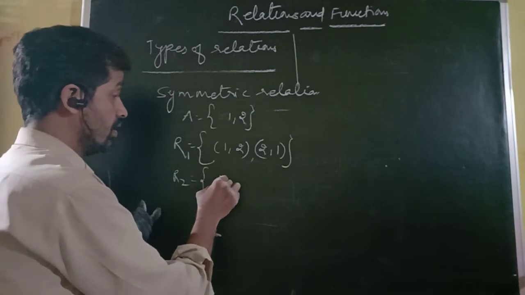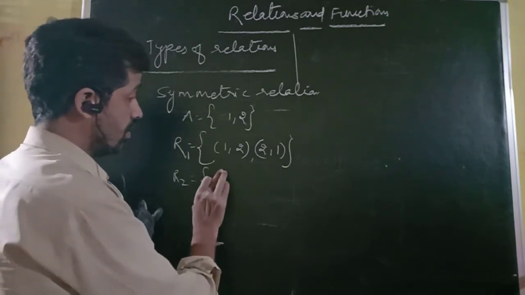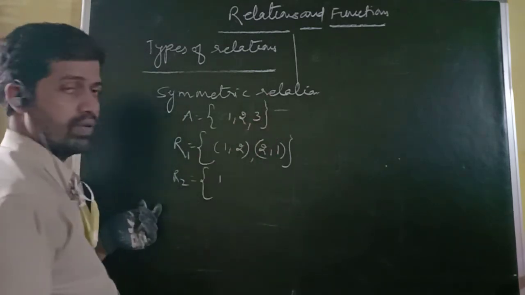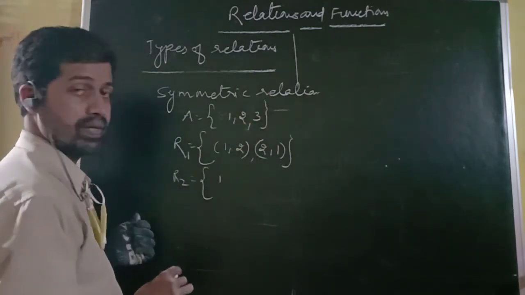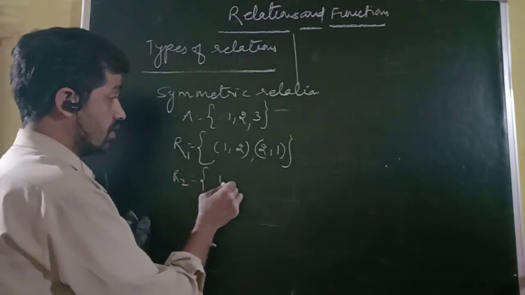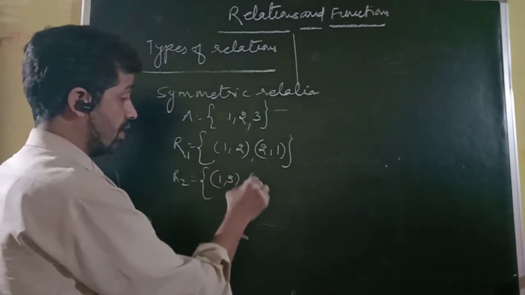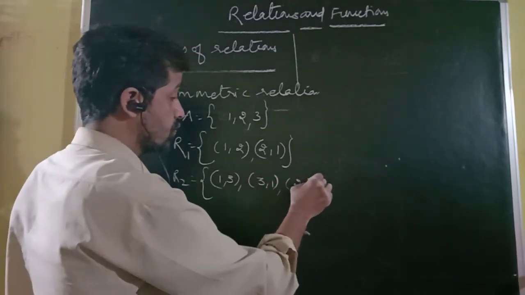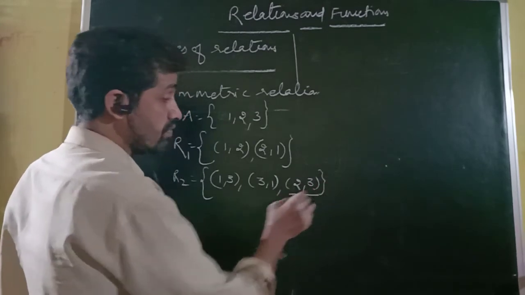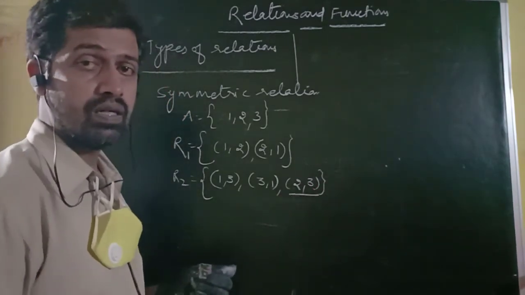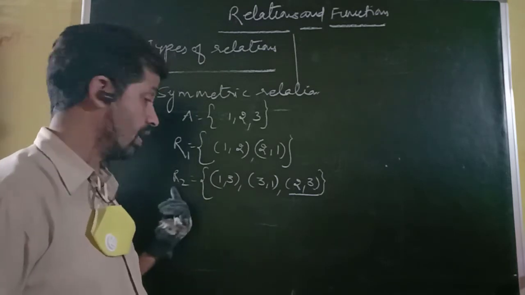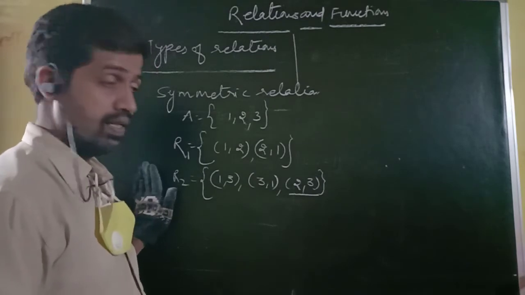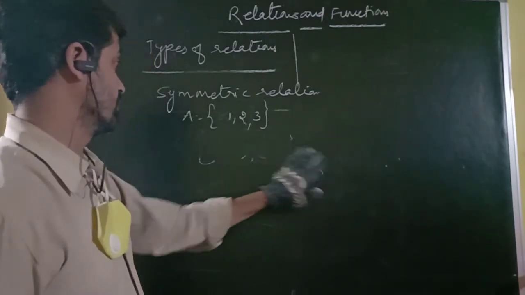Suppose, had it been, we extend the set, that will make things easier. 1 is related to 3 and 3 is related to 1, and 2 is related to 3, but its reverse ordered pair is not there in R2, so this relation will not be symmetric. Keep it in mind. So this is symmetric relation.